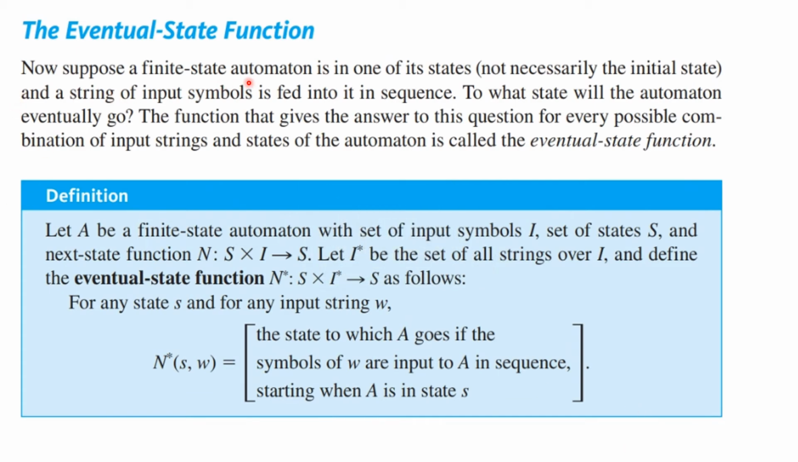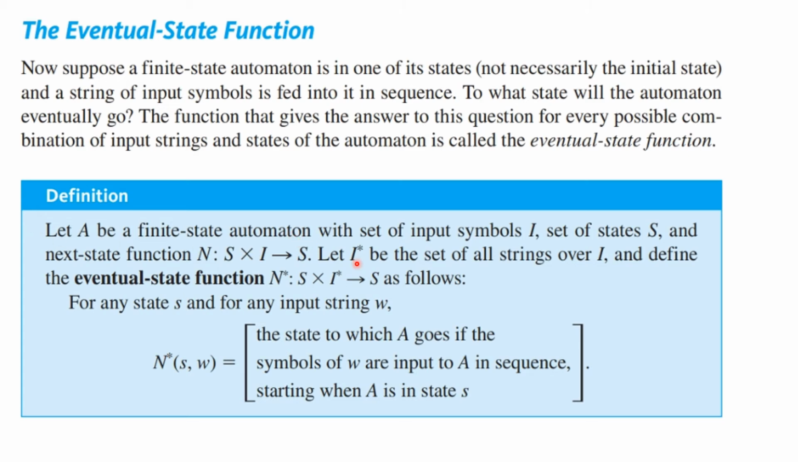Now suppose a finite state automata is in one of its states, not necessarily the initial state, and a string of input symbols is fed into it in sequence. To what state will it eventually go? That comes from a thing called the eventual state function. You see this is similar to the next state function, but we're going to use N star to do this.